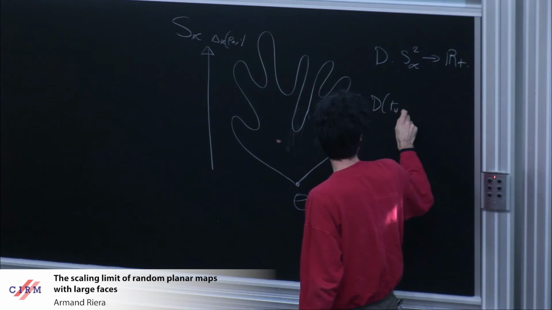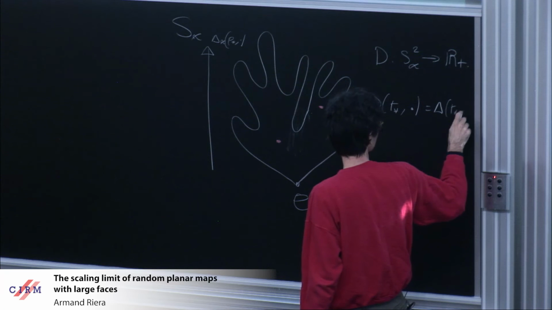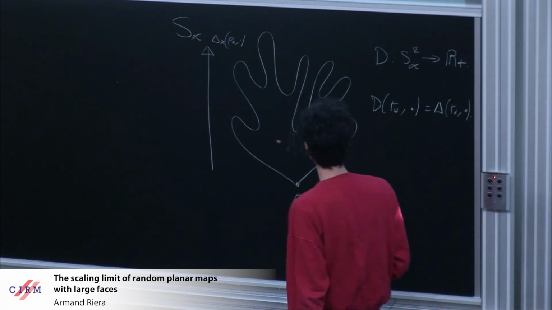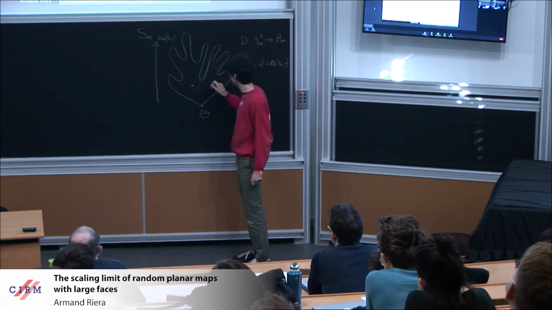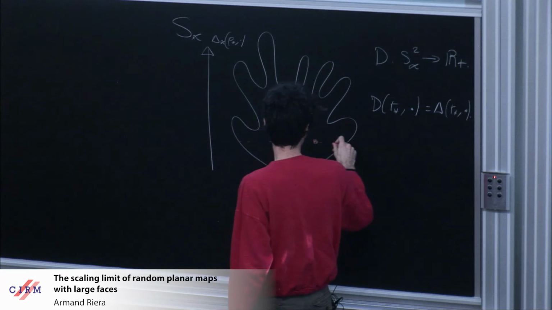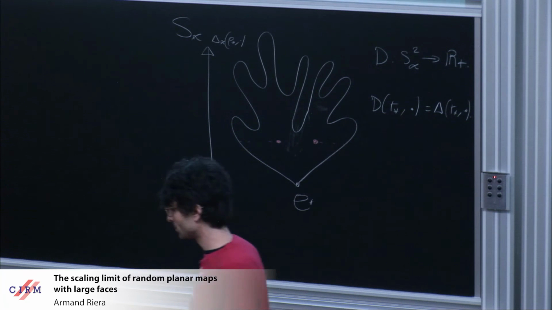Okay? It's not possible thanks to the fact that, I'm going to write it here, we have this. So if you want to identify two points, you need to identify two points which are at the same level, at the same distance to the root.